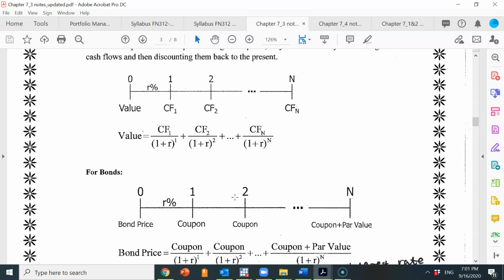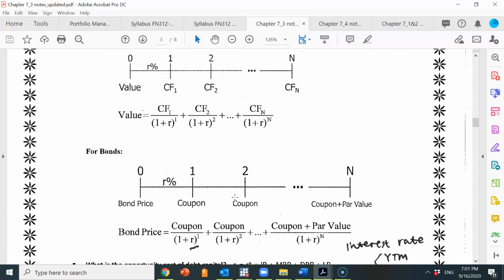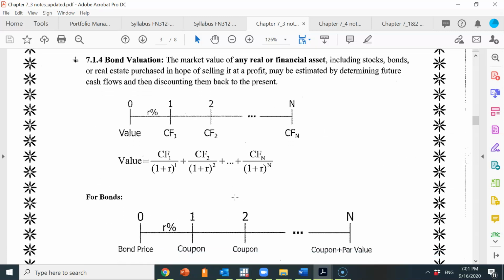We will look at more specific examples of how to price a bond. But now let's look at the general principle we're using here to price a bond. The market value of any real or financial asset, including stocks, bonds, or real estate purchased in hope of selling it at a profit, may be estimated by determining future cash flows, then discounting them back to present.